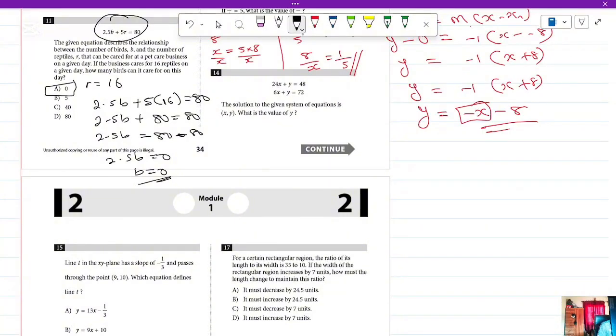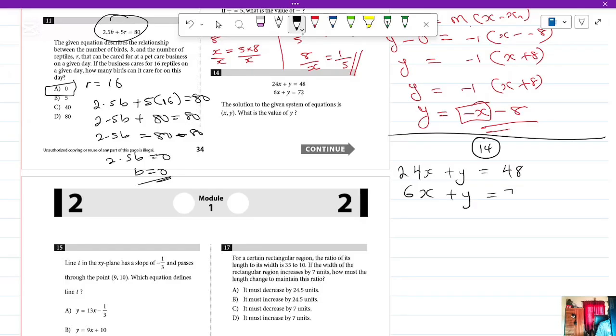Now we want to look at question number 14. It is a simultaneous equation, that is, a linear equation in two variables. You have 24x plus y equal to 48 and 6x plus y equal to 72. That is the equation that we want to deal with. Now, I'm going to be using what is called the elimination method. Since the y here have the same coefficient, all I need to do is find a way to turn them to 0, and what I can do is subtract.